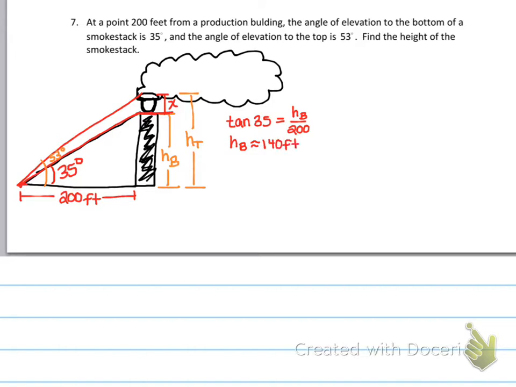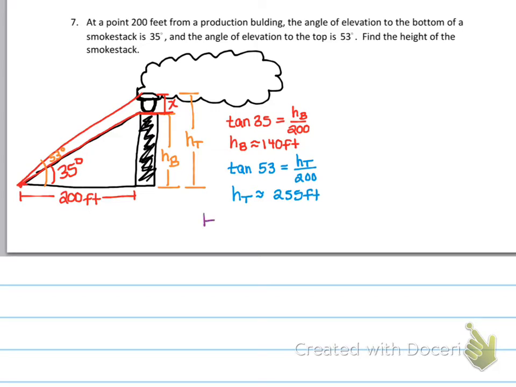So now, to find the other height, what we need to do is the same thing, except instead of tangent of 35, we're going to use tangent of 53. Now it's the height of the whole tower over 200, and when you multiply, you get a height of the tower which is about 265 feet. So if you want to know just the smokestack, then we need to do a subtraction problem.